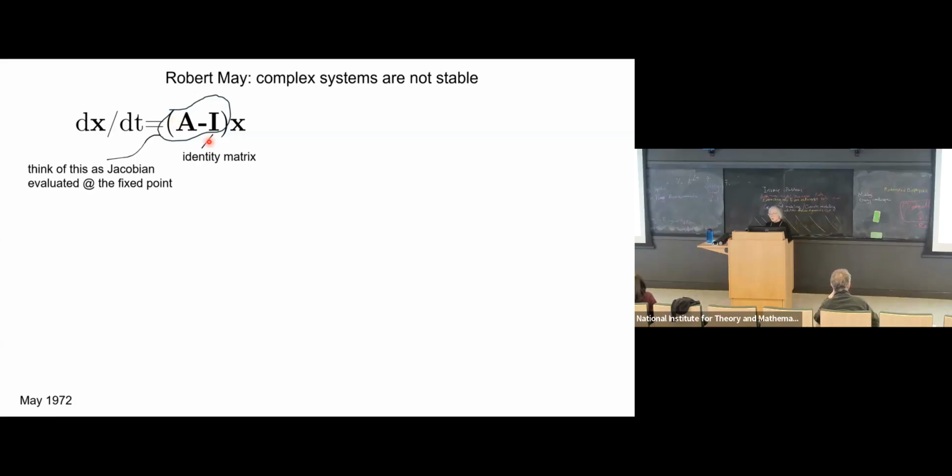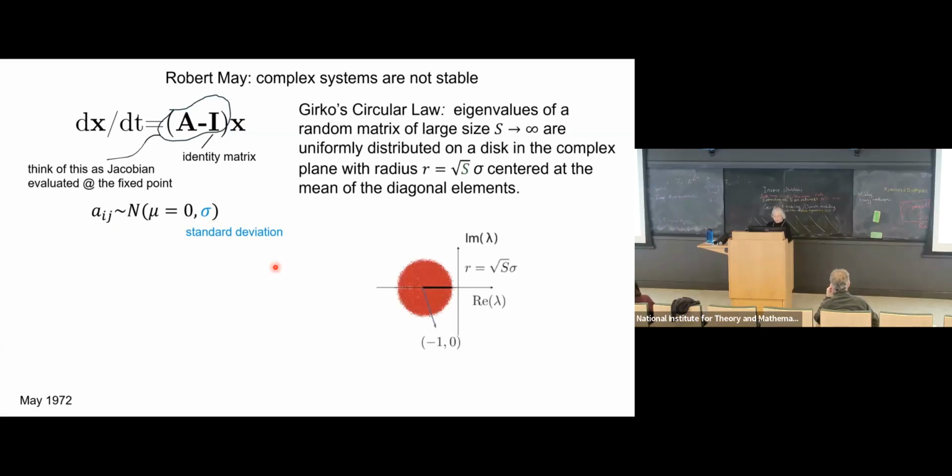Basically he presumes that the steady state exists. And then, this is A, which has elements distributed with mean 0 and standard deviation sigma. And then he uses the circular law, which says that for a large random matrix, the eigenvalues are uniformly distributed on a disk in the complex plane, with the center at the mean of the diagonal elements. In this case, because the mean is 0, the center is minus 1, 0. And the radius is square root of S times sigma.